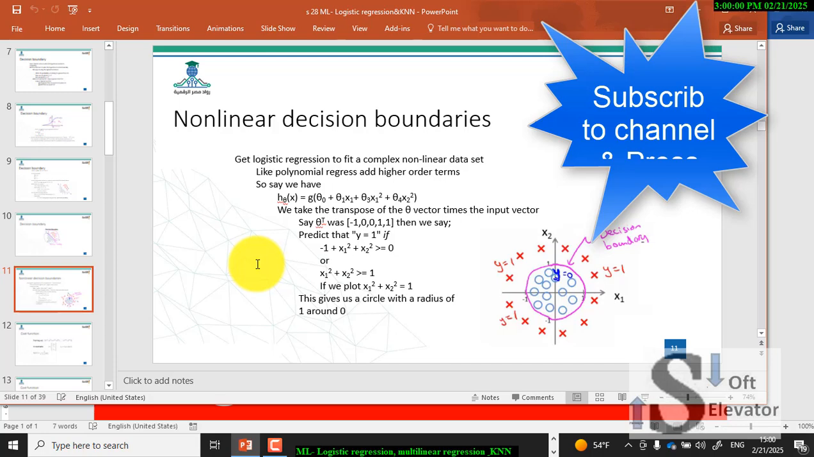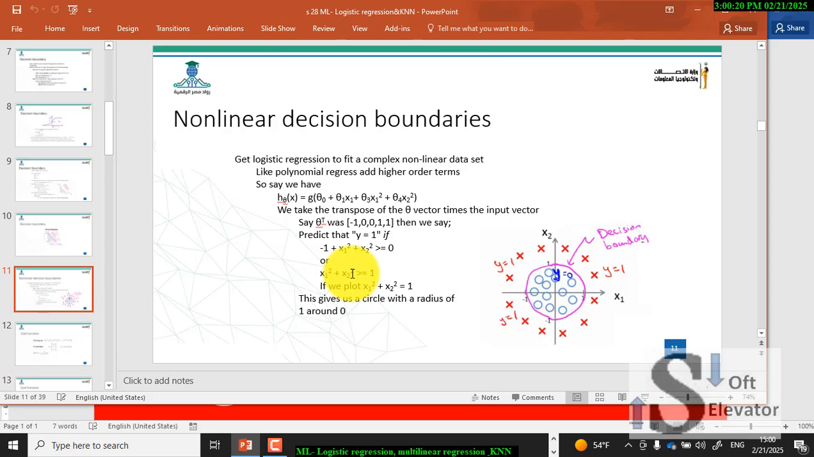We also have another hypothesis. If the red points are outer and the blue circles are inner, this curve here is approximately a circle, x1 squared plus x2 squared equals 1, or greater than 1.